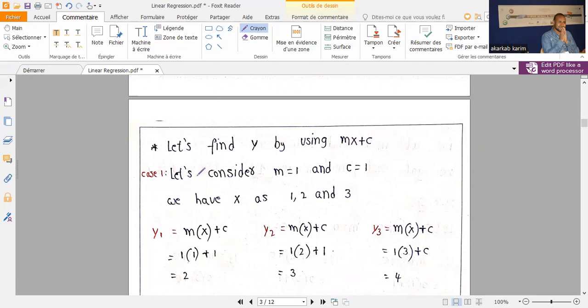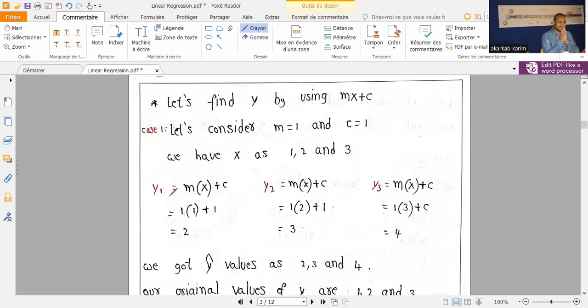So let's consider case one. Let's consider m equal to 1 and c equal to 1. In this first case, we give simple values for both parameters m and c. And we have x as these 3 points, 1, 2, and 3. That means we give 3 values for this x variable. So in this scenario, we have 3 predicted values, 3 y hats.